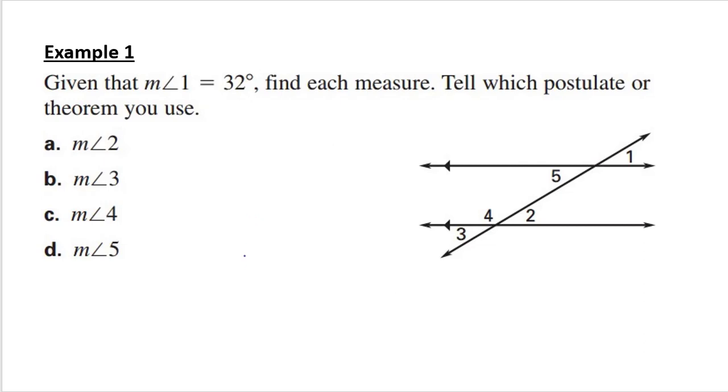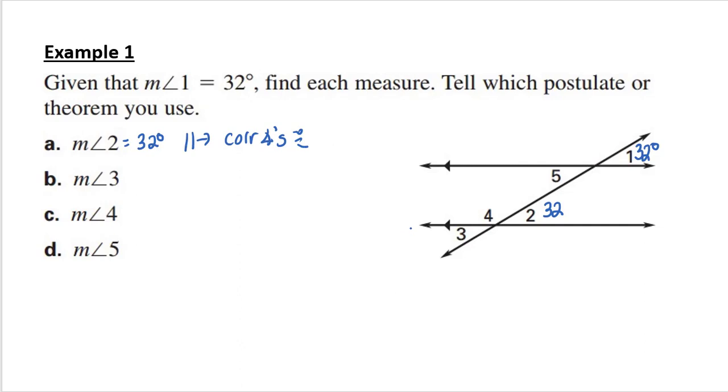Okay, so some algebra. We're going to be doing a lot of algebra with these. I'm given that angle 1 is 32 degrees. Tell which postulate or theorem you used. For angle 2, it is corresponding, so that is also 32, and parallel lines gives us corresponding angles congruent.